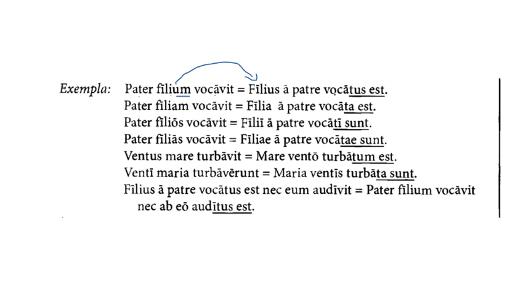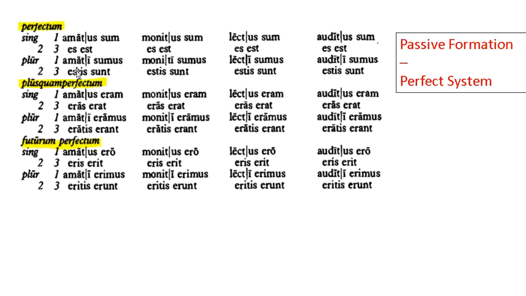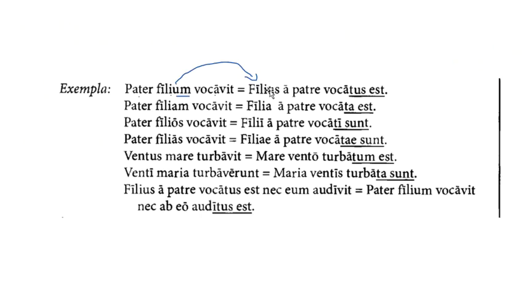You're going to take your fourth principal part, vocatus. The us can remain because it is masculine and singular, and then you need to use the third person singular ending for the perfect tense, which is est. If you take a look back at this formation, you have amatus est, monitus est, lectus est, auditus est for the third. I know that this chart maybe isn't the most efficient thing, but bear with it. So the son was called by the father.